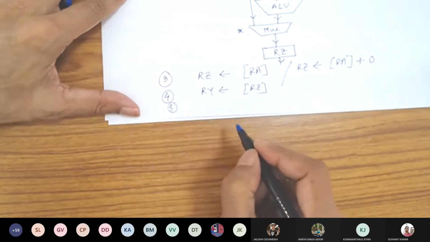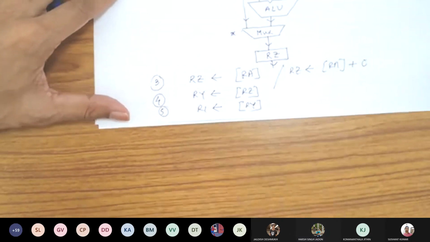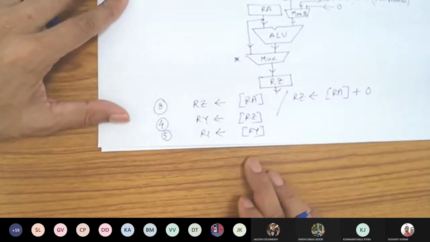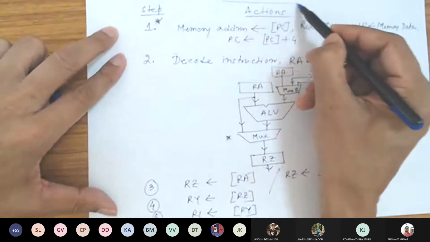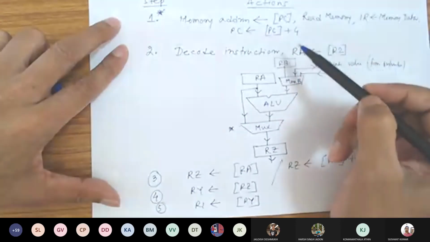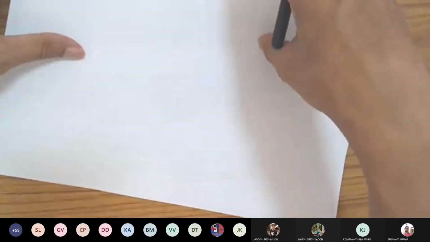Fifth stage: R1 equals R1, the load into R1. So now probably you understand how this instruction, move R1 comma R2, gets executed through the pipeline. Let me take another example. This time I want your answers. I will not write down anything. Let me see how you are following my lecture.